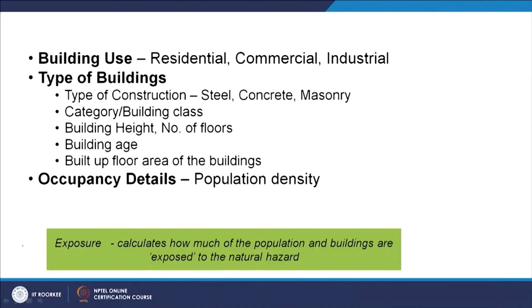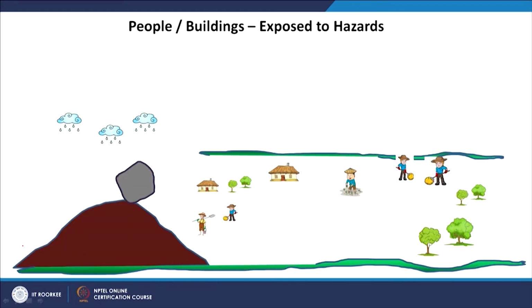So when we are talking about exposure, these are indicators we can use to define how many, to what extent, and who are exposed. Let's say building use: residential, commercial, industrial. They define how many people, to what extent, and what type of people are exposed to disasters. Also the types of buildings, the type of construction, or building height. If it is a taller building, more people are exposed to hazards. Also the building age or built-up floor areas of the buildings. It also depends on the occupancy details we have to take, like the population density and who the owners of these houses and buildings are. Okay, so exposure to hazards depends on how many people and buildings are exposed to a hazard.